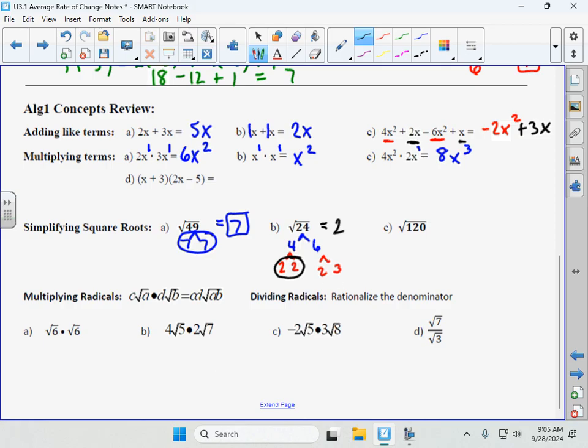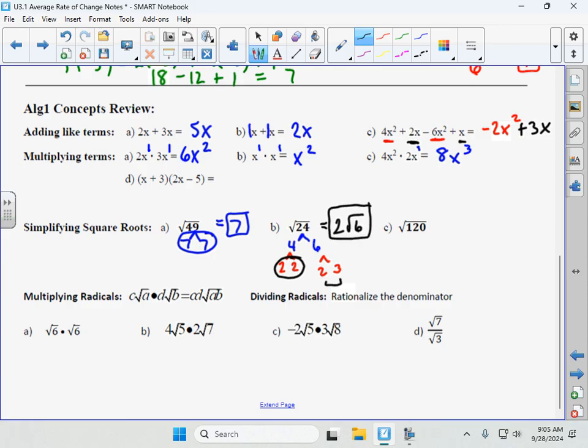Now I have this 2 and 3 still left over. Now, since they're not paired up, they're not the same numbers, all I can do is multiply those back together and keep them under the radical. All right? And so radical 24 will simplify to 2 radical 6.